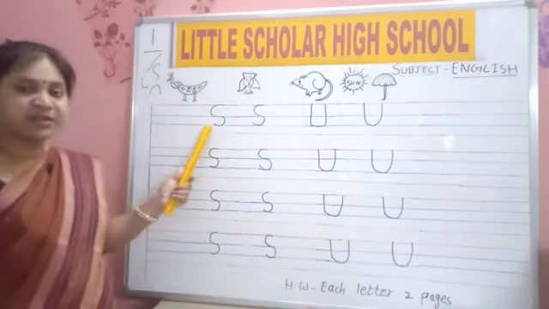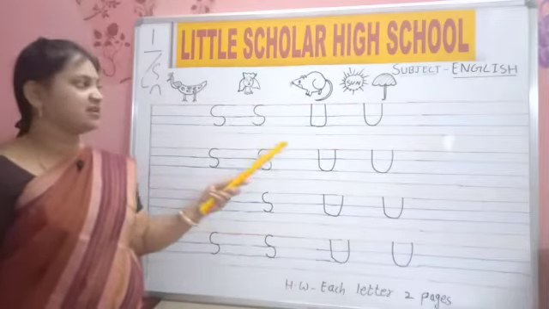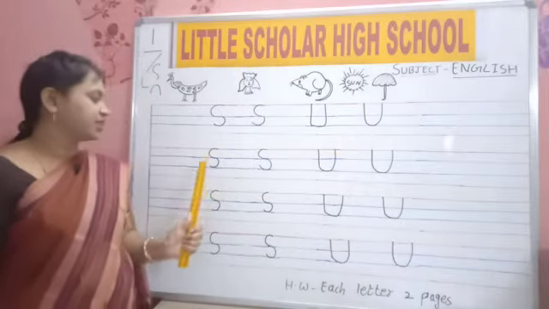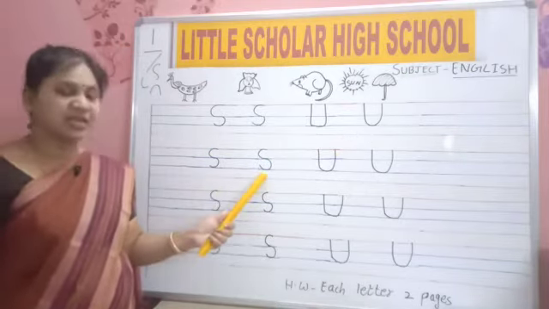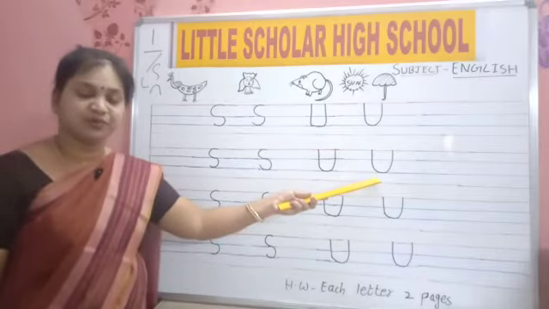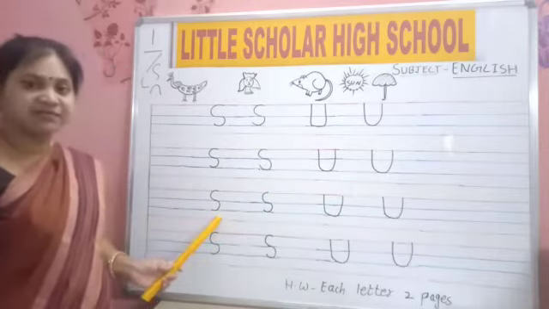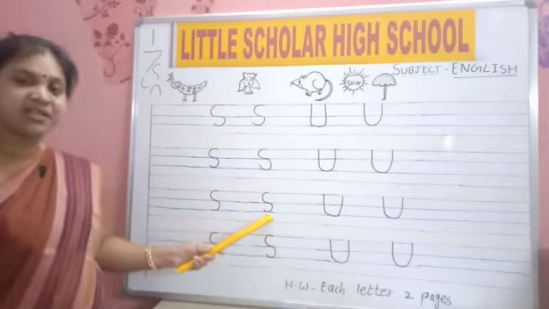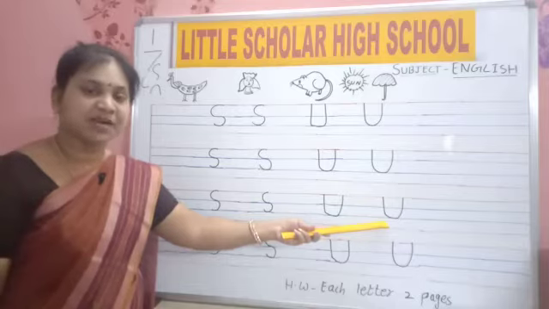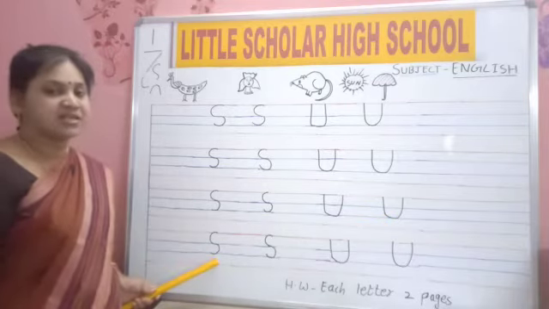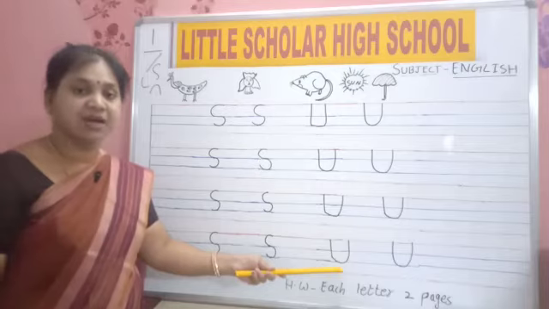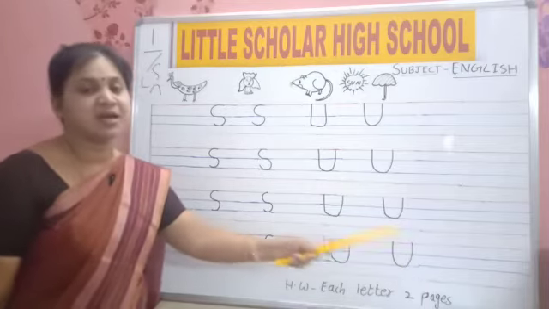Once again, S for sun, S for sun, U, U for umbrella, U, U for umbrella. Yes, S for sun, U, U for umbrella. Yes, understood, children?